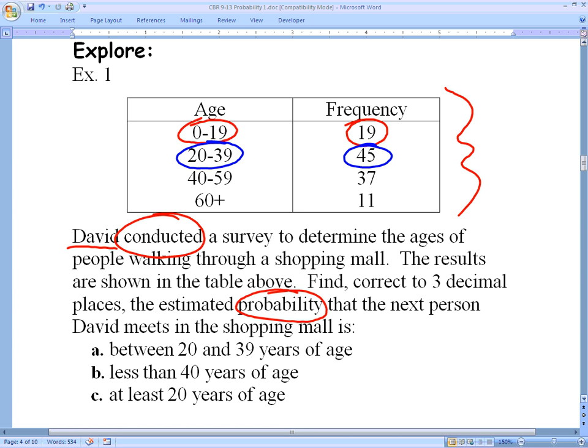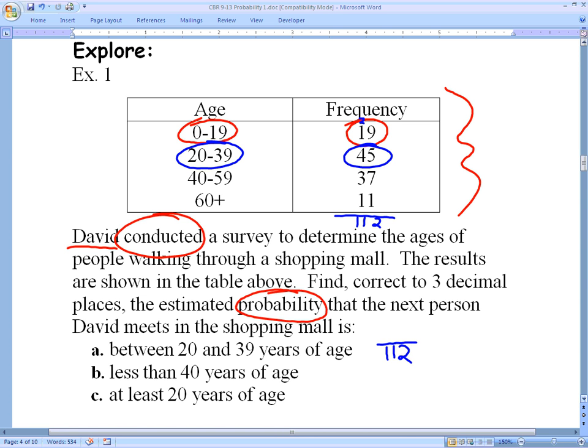And so the question is, how many people did David survey? Well, we need to add up all those frequencies. And we end up with 22, carry the 2, 7, 10, 11, 112 it looks like. So I'm going to use that 112 basically as my denominator for each one of these answers.